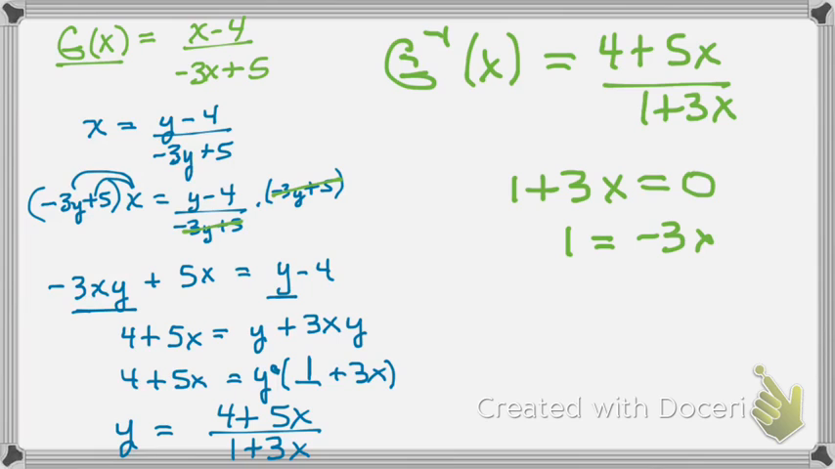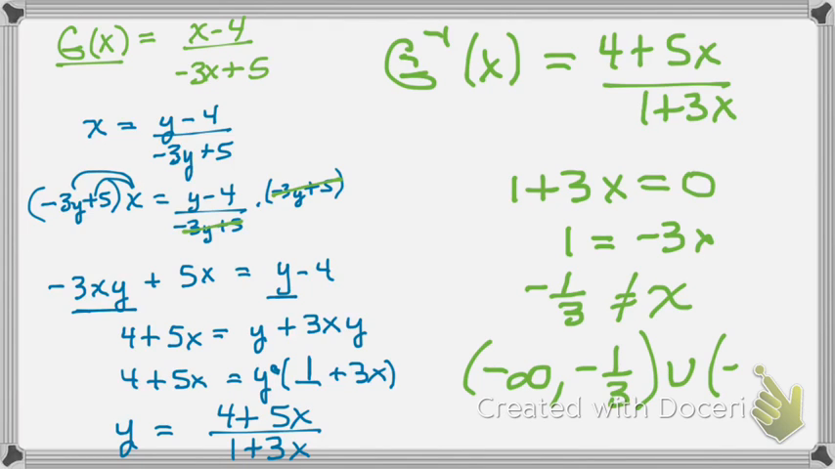So x cannot be negative 1/3. If it can't be negative 1/3, what can it be? Negative infinity all the way to negative 1/3, unioned with negative 1/3 all the way to positive infinity. If x can't be negative 1/3 and it can be everything else, then there's what it can be. Okay. One more.